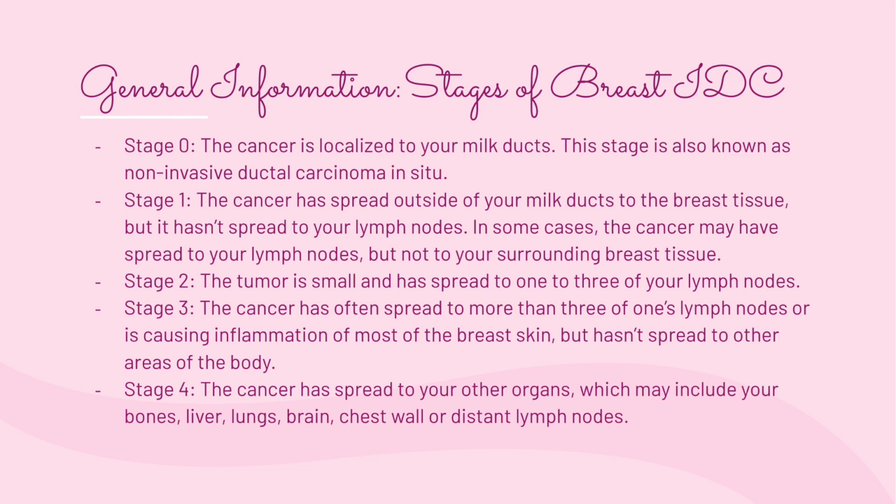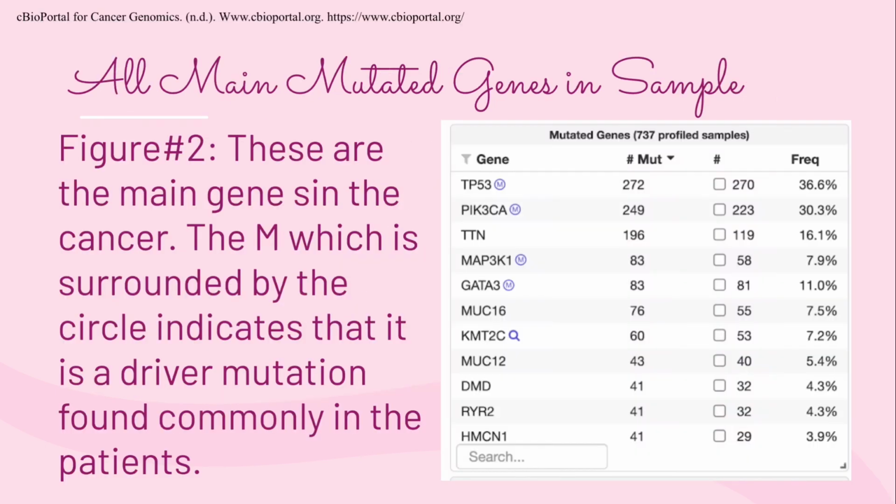Stage 3. The cancer has often spread to more than 3 of one's lymph nodes or is causing inflammation of most of the breast skin, but it hasn't yet spread to other areas of the body. Stage 4. The cancer has spread to your other organs, which may include bones, liver, lungs, brain, chest wall, or distant lymph nodes.